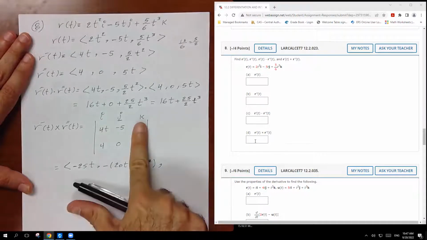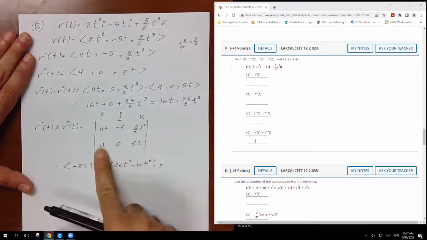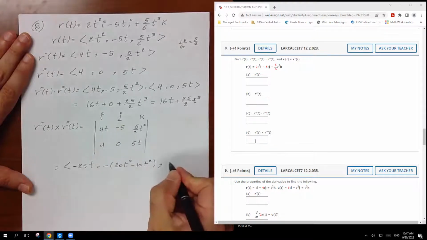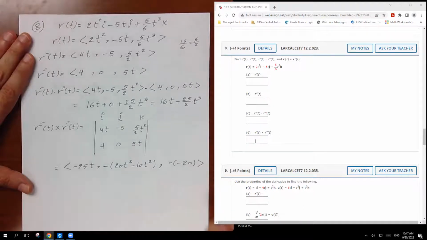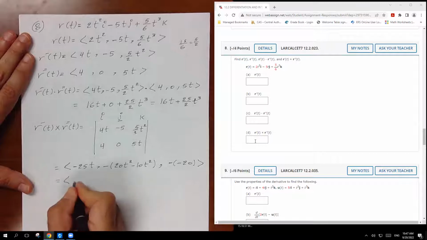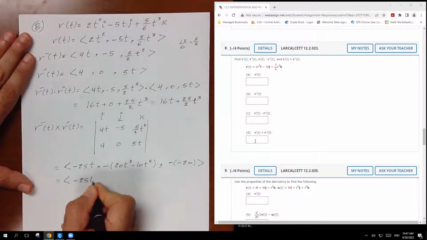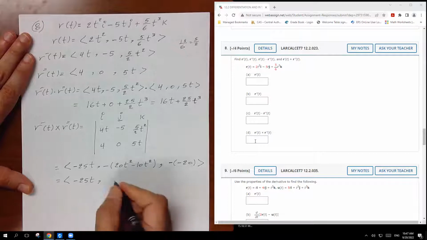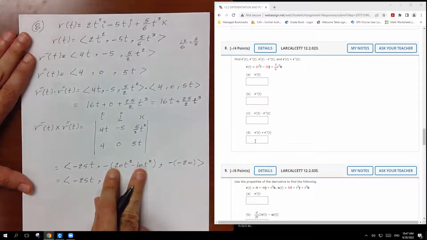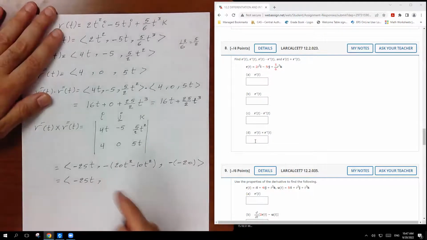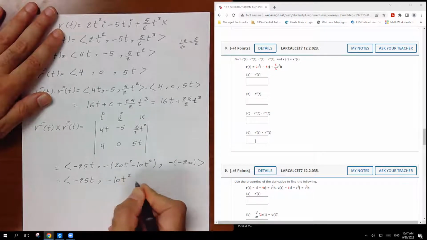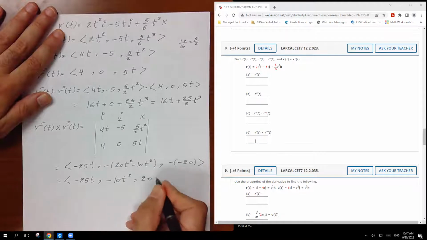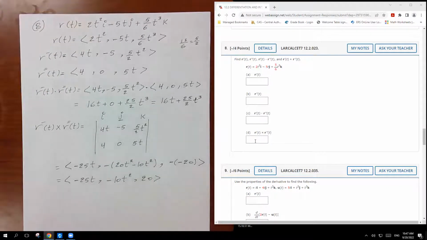For the third one, 0 minus 20. Minus negative 20, so it's going to be negative 20. So this one is going to be negative 25t. And this one, you can combine these together, it's going to be 10t squared, and there is minus, so negative 10t squared. And the last one is going to be negative 20. That's it for this example.